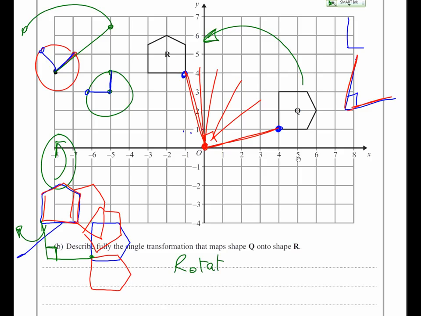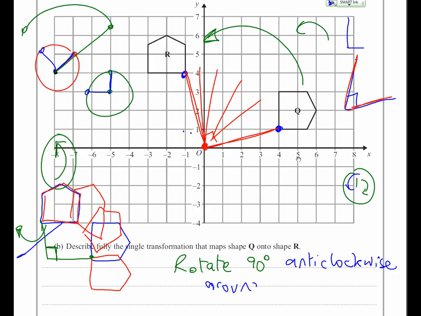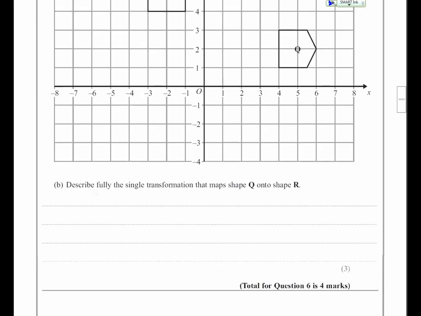So rotate, we've spun it around 90 degrees. And which way around did we go? Well, think about how your clock works. You're allowed to watch in your exam, so you always know which way clockwise is. There's no excuse for that. If you go the other way, it's called anti-clockwise. Rotate 90 degrees anti-clockwise, and you need to say what point around. The point is 0, 0. It usually gets you 3 marks. Let's have a look. 3 marks.